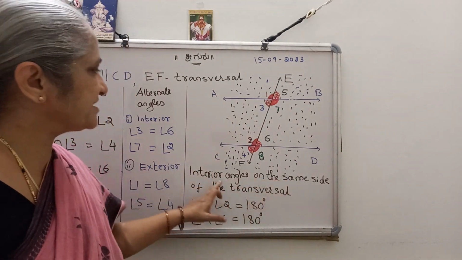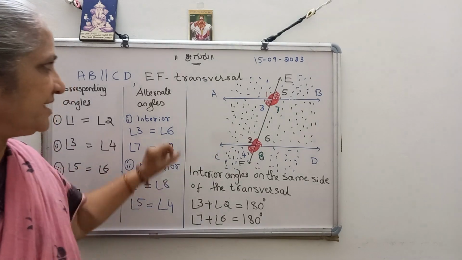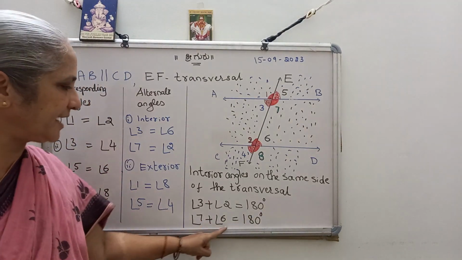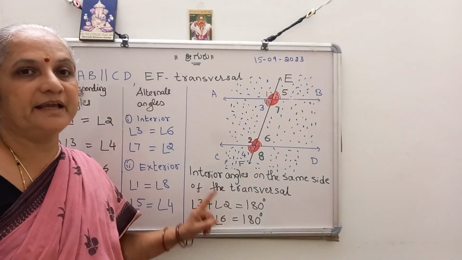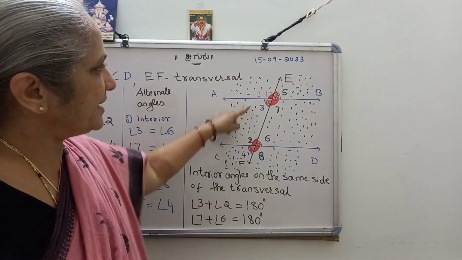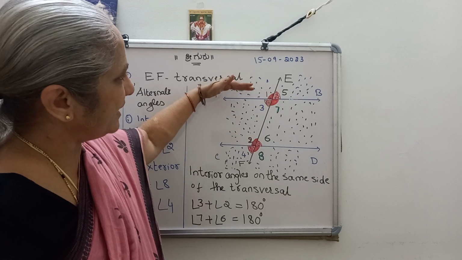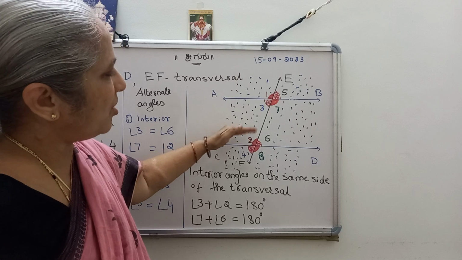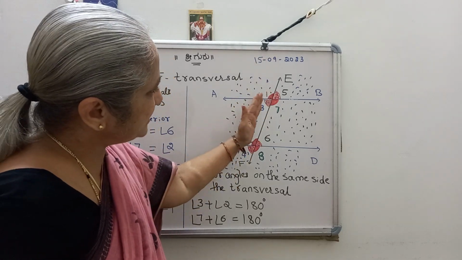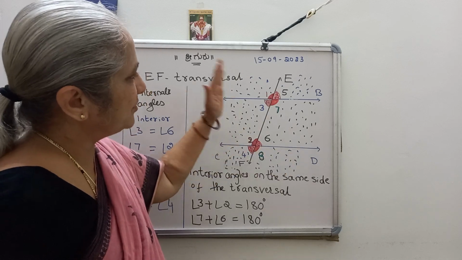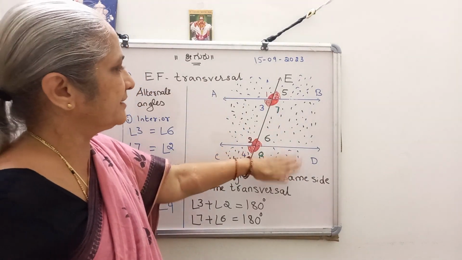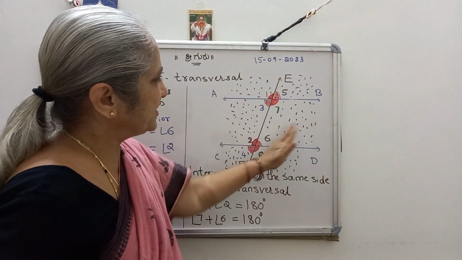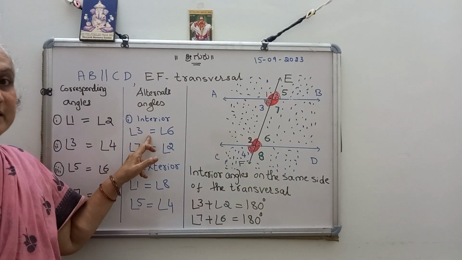And the third property of these parallel lines when the transversal cuts them is that interior angles on the same side of the transversal are supplementary, means angle 2 and angle 3 add up to 180 degrees. Angle 7 and angle 6 add up to 180 degrees. They are supplementary. They are inside the parallel lines. Therefore, we call them interior angles. This is the transversal, on the same side, not alternate. One here, one here. This is called alternate. One side of the transversal is angle 3 and the other side is angle 6. These are called alternate angles and they are equal.